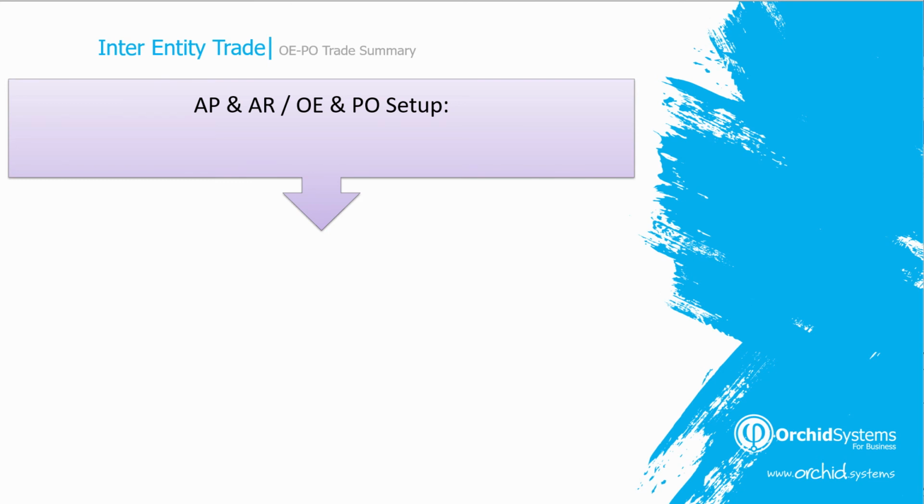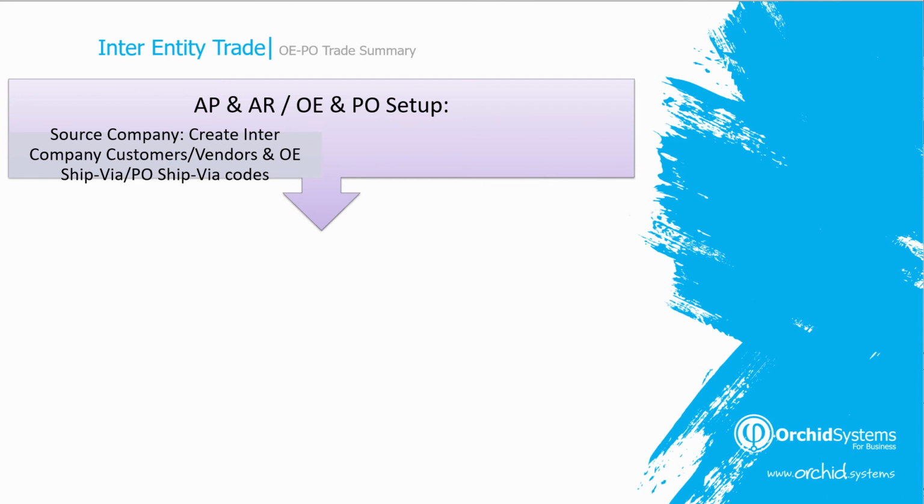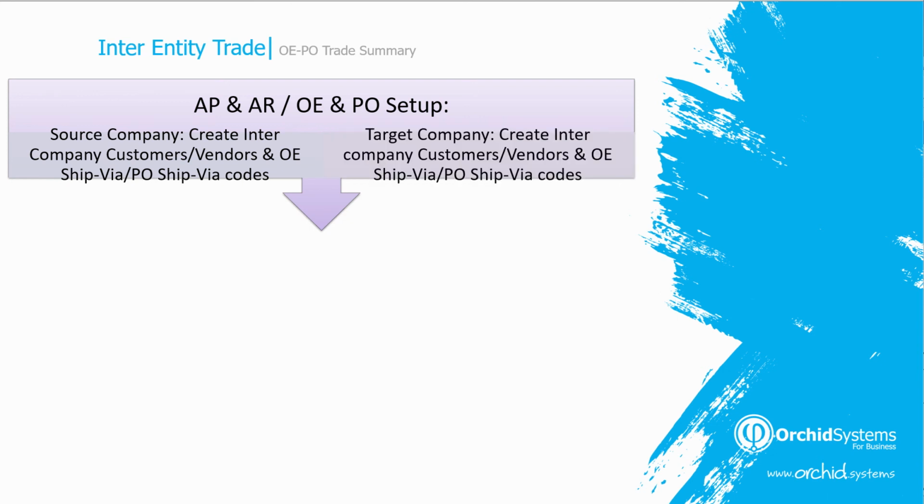In summary, we have seen the setup required in AP and AR and OE and PO. In the source company, we need to create the intercompany vendors and customers and the order entry ship via and PO ship via codes. And in the target company, we also need to create the intercompany customers and vendors, OE ship via and PO ship via codes.